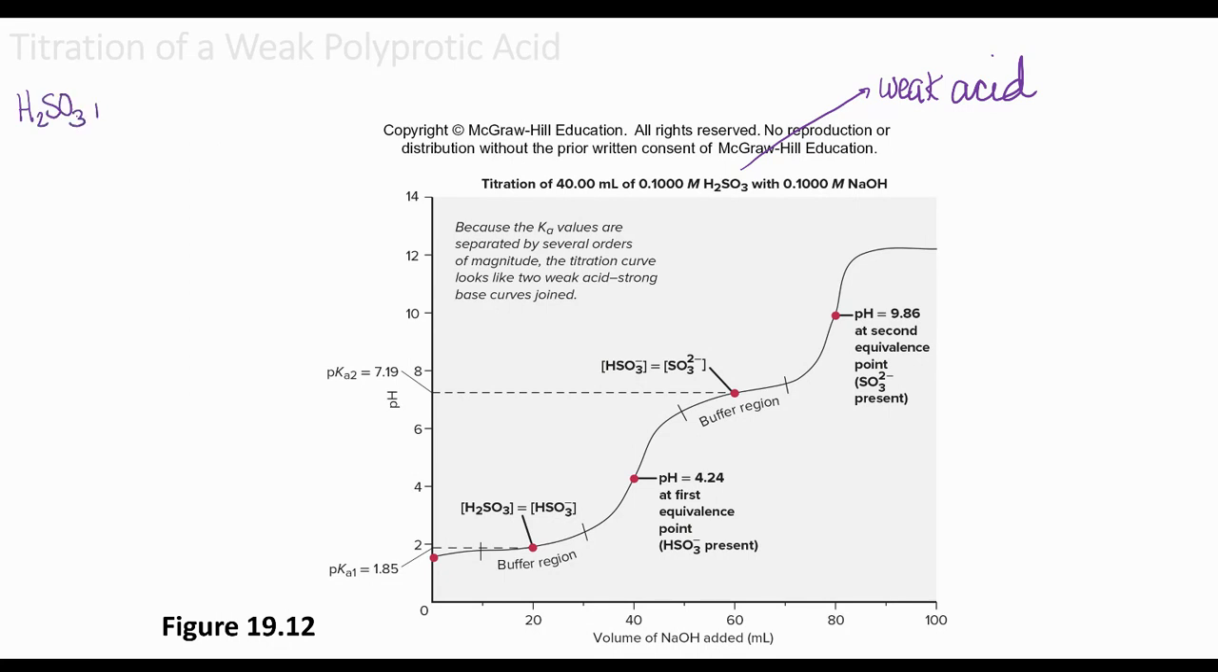Okay, so for this, there's two equations. H2SO3 plus NaOH. Okay, remember, our acids always lose one proton at a time. Okay, so our first scenario is with H2SO3 and its conjugate HSO3 minus. Okay, so looking closely at that, here's our first equivalence point.